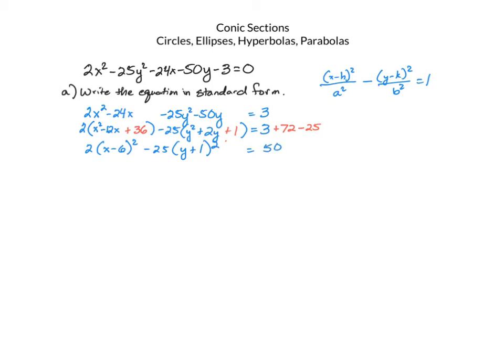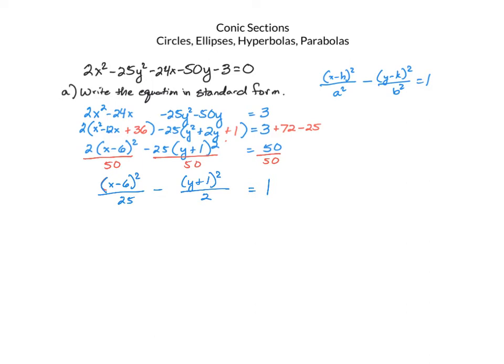Remember, I need a 1 on the right-hand side when I'm putting it in standard form for a hyperbola, so I'm going to divide both sides by 50. And my equation becomes x minus 6 squared over 25 minus y plus 1 squared over 2 equals 1. And I have the equation written in standard form.